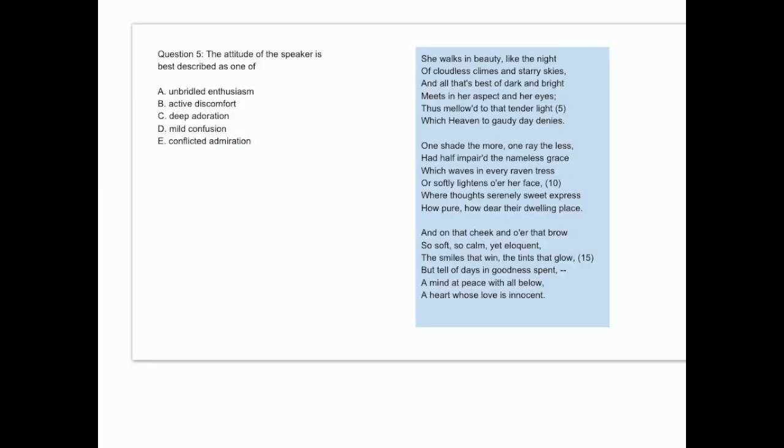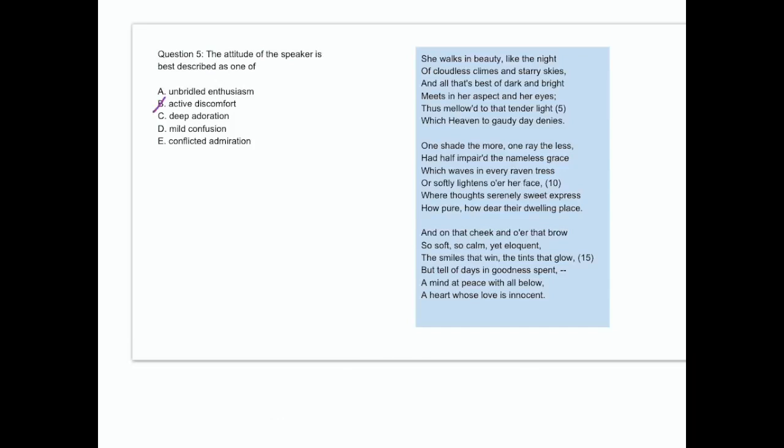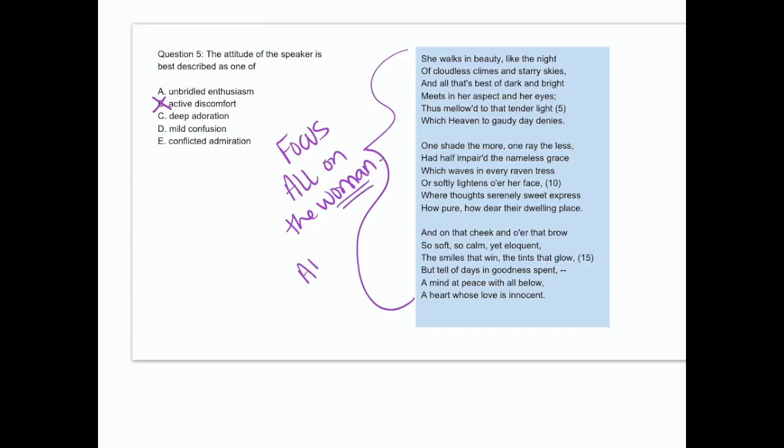Question 5. The attitude of the speaker is best described as one of what? This is a question that is really asking about tone, which, as you remember, has to do with the attitude of the speaker and or the author. We can quickly eliminate B, active discomfort, because the speaker certainly doesn't seem to be in discomfort. His focus is all on the woman rather than himself, and everything he says is positive.